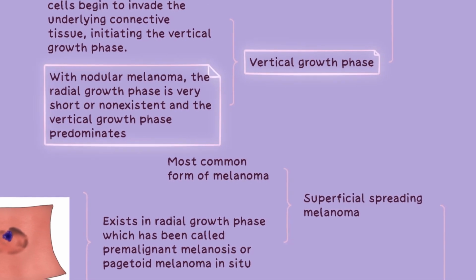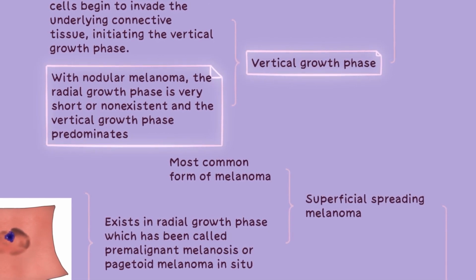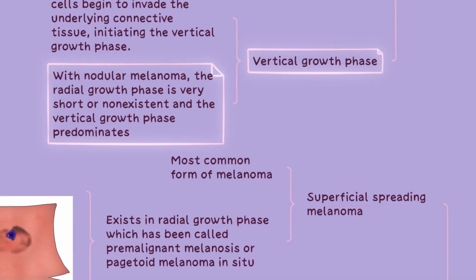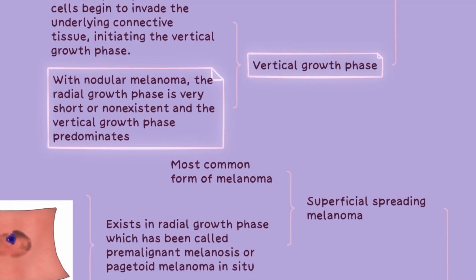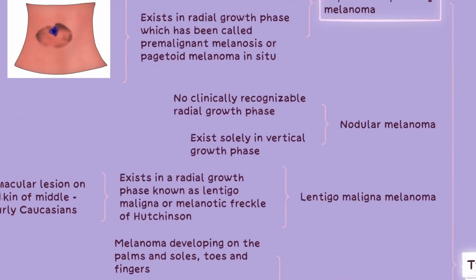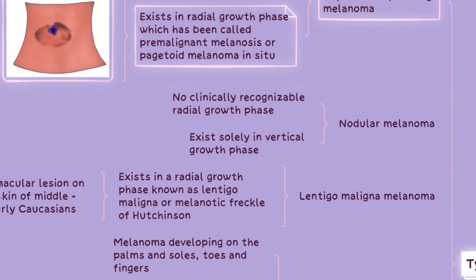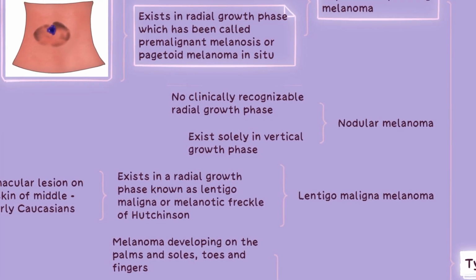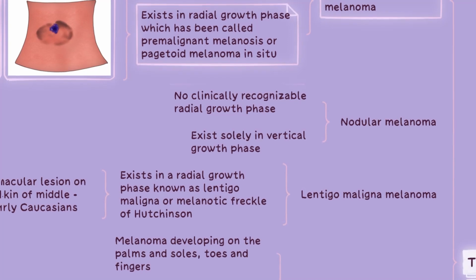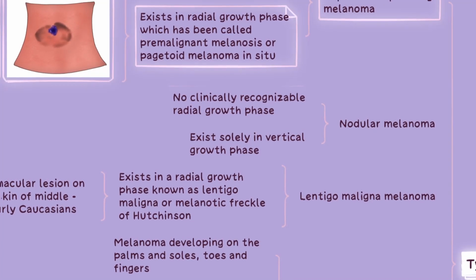This phase is more commonly seen in nodular melanoma, where the radial growth phase is minimal or absent, and the melanoma cells predominantly grow vertically. There are various types of melanomas. The superficial spreading melanoma is the most common type of melanoma. It typically starts in the radial growth phase. It is often known as pre-malignant melanosis or pagetoid melanoma in situ.